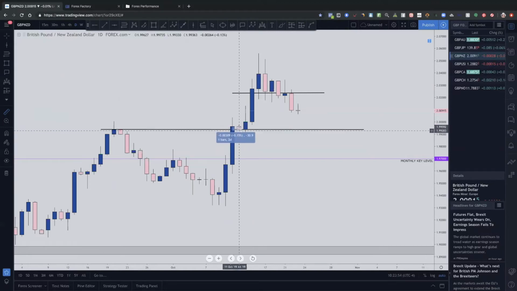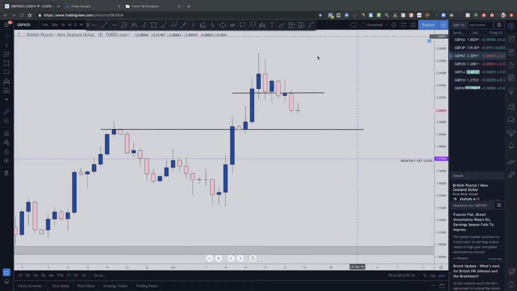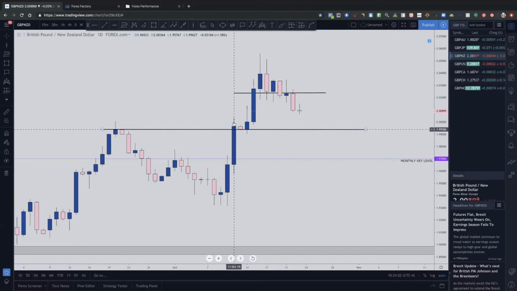Okay, from here to here is 28 pips. Why do I want a 28 pip drawdown? Why would I get in up here when we know it has to pull back? We know that. So why rush the trade? Let the trade come to you.